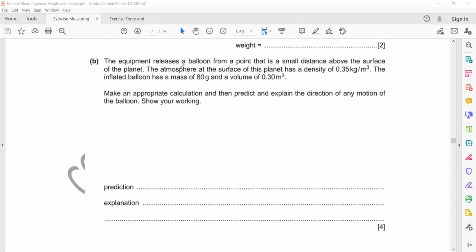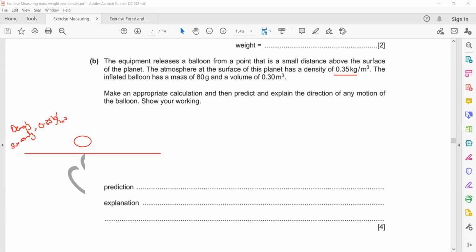so what happened: the equipment releases a balloon from a point that is a small distance above the surface. This is the surface of the planet, and the equipment releases the balloon here. The atmosphere at the surface of this planet has a density of 0.35 kilogram per meter cube. So the density of the surrounding fluid is 0.35 kilogram per meter cube.